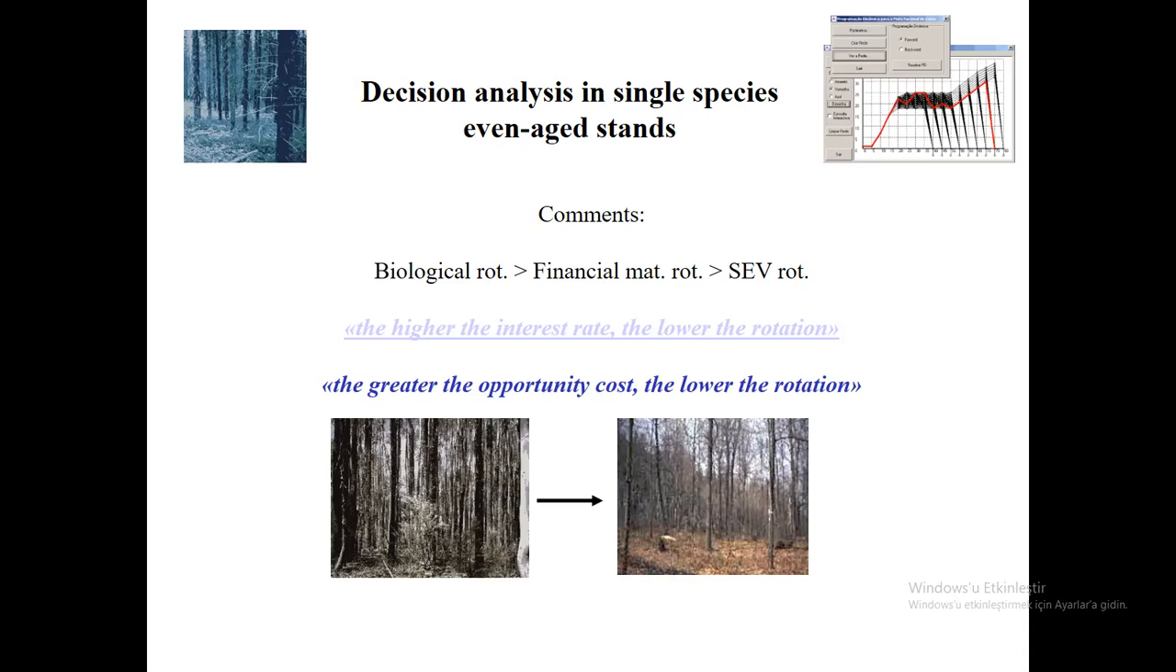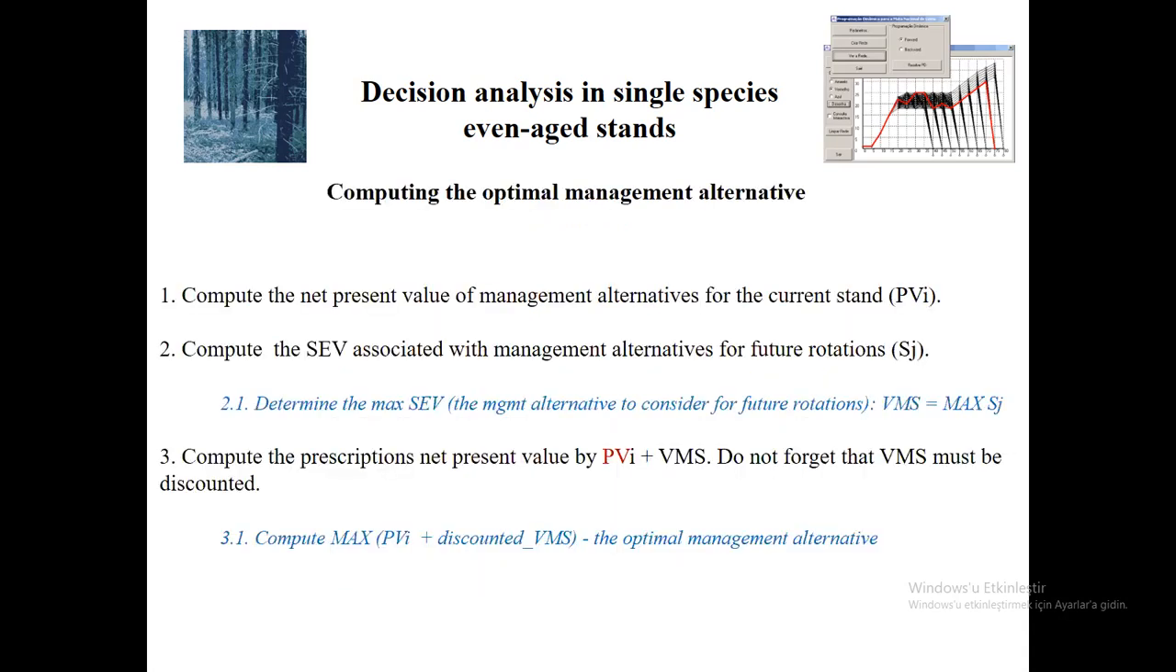Similarly, the greater the opportunity cost, the lower the rotation, okay? The greater the opportunity cost, the lower the rotation. So in order to calculate different options or alternatives, this is a simple flow. First we have to calculate the present value of given management alternatives for a current stand and compute the soil expectation value associated with management alternatives for future rotations. Remember that soil expectation value refers to the future rotations, okay?